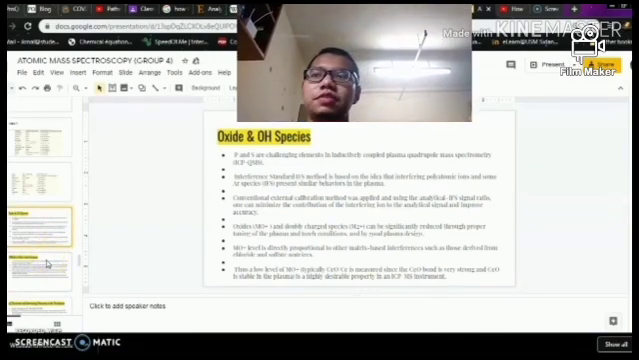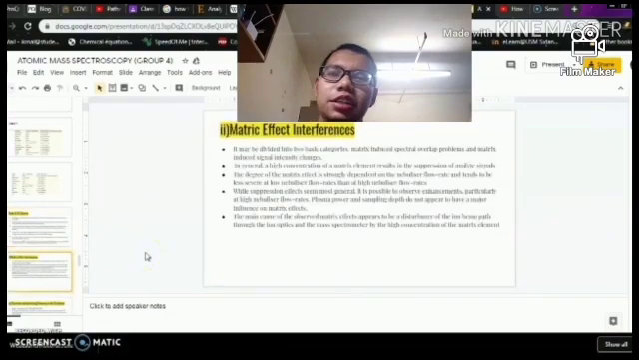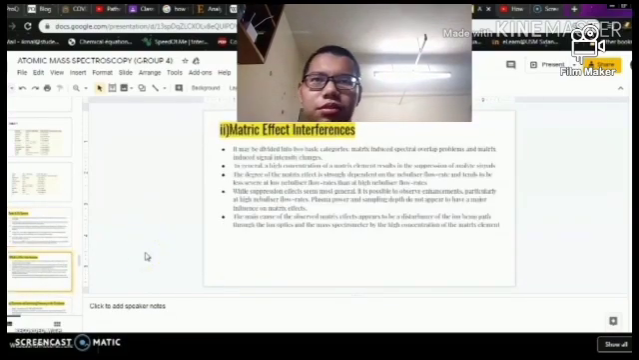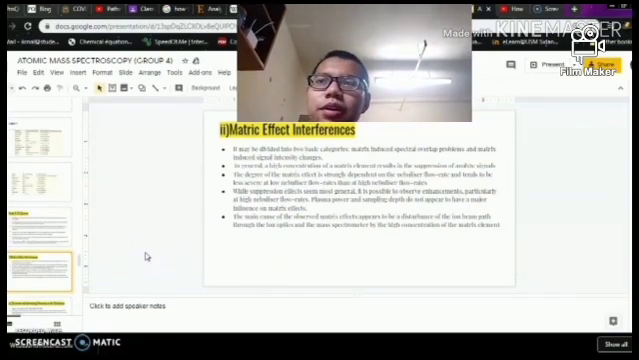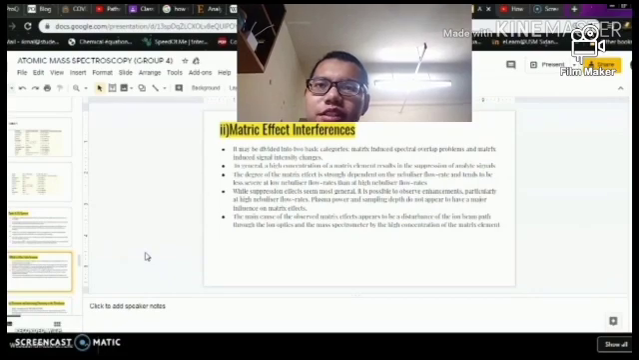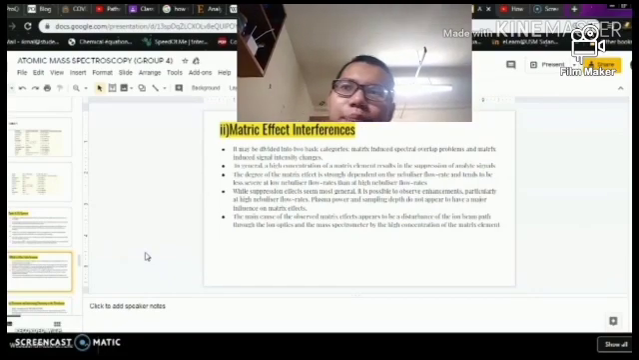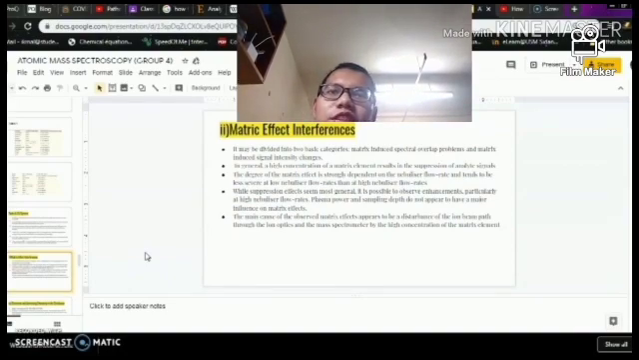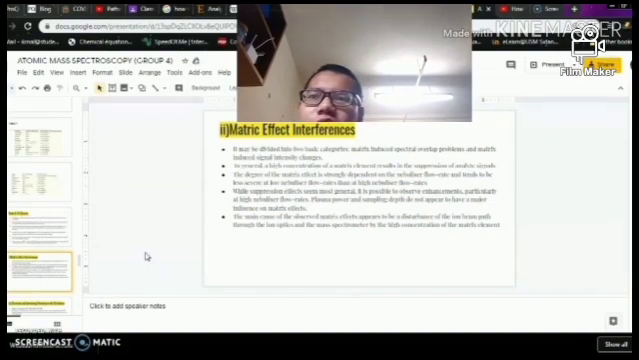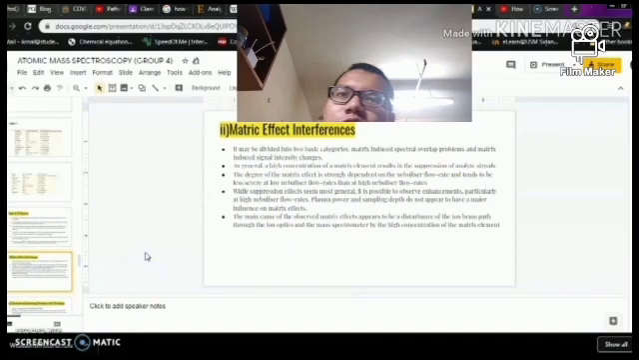Matrix effect interferences pula ada dua basic kategori, iaitu matrix induced spectral overlap dan matrix induced signal intensity change. Secara umum, high concentration of matrix element results in the suppression of analyte signals. And then the degree of the matrix effect is strongly dependent on nebulizer flow rate and tends to be less severe at low nebulizer flow rates than at high nebulizer flow rates.